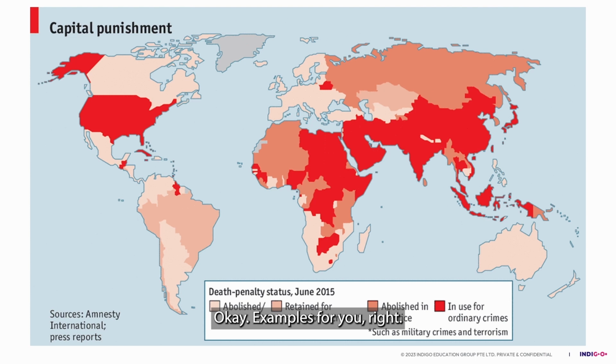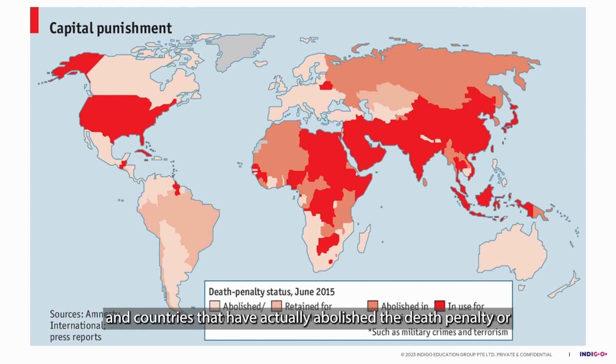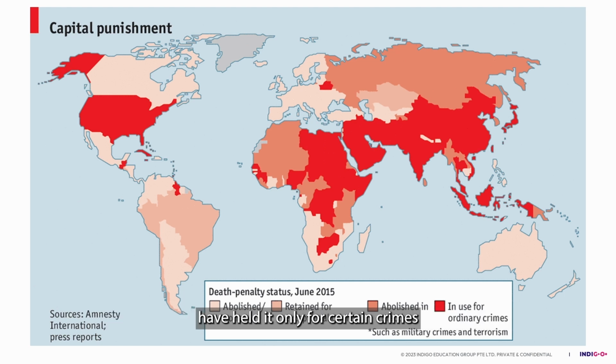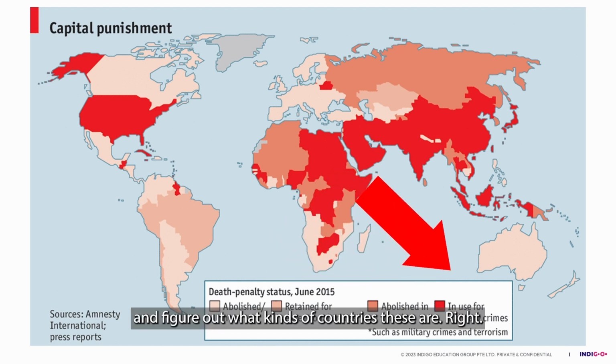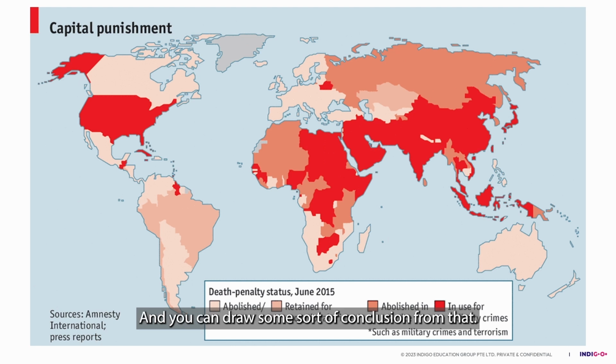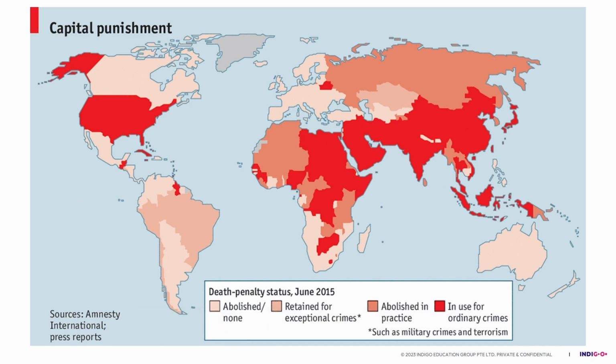Okay, examples for you. Countries in the world that have the death penalty and countries that have actually abolished the death penalty, have held it only for certain crimes or are using it for most crimes. So everything is relatively clear here. This is just an example for you. I think one very easy way of reading the map is to look at the concentrations of red and figure out what kinds of countries these are. And you can draw some sort of conclusion from that.